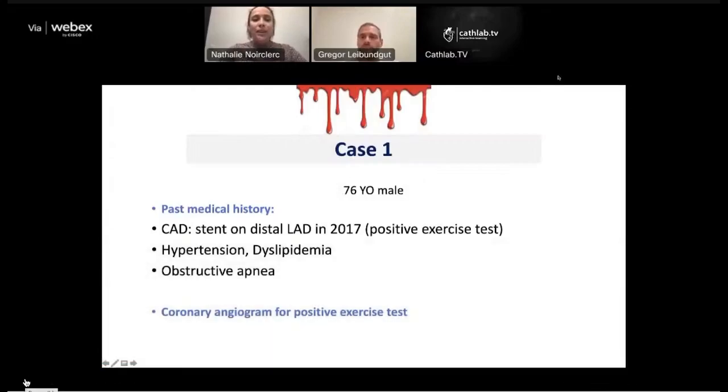So case number 1, it's a 76-year-old male. He had, as past medical history, a stent on the RCA, not the LAD, but the RCA in 2017 for a positive exercise test, hypertension, dyslipidemia, and apnea. And he was referred for a coronary angiogram for another positive exercise test. You can go to the next slide.